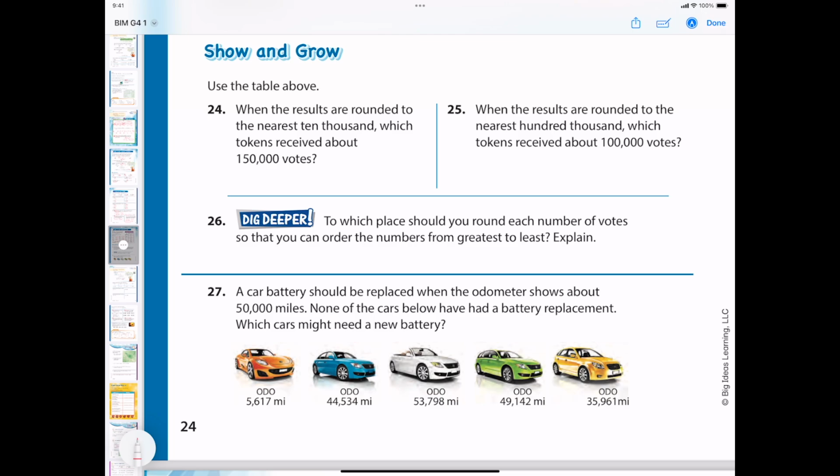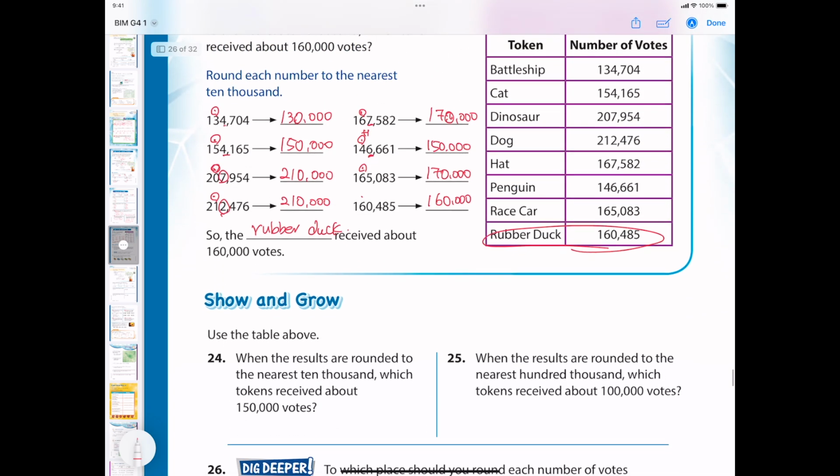Okay, use the table above. We need to use the one up there. When the results are rounded to the nearest 10,000, which tokens received about 150,000 votes? We found already here, right? 150,000 votes, which is what? 154,165 is cat, and one number is 146,000. Oh yeah, penguin. Okay, so cat and penguin.